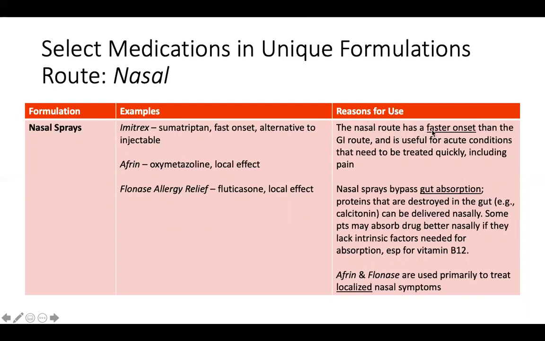Reasons for use though, so it has a faster onset than the GI route, and it's useful for acute conditions that need to be treated quickly, including pain. And they do bypass gut absorption, so proteins that are destroyed in the gut, like calcitonin, can be delivered nasally. And some patients may absorb drug better nasally if they lack intrinsic factors needed for absorption, especially for vitamin B12. And of course, some of these are used to treat localized nasal symptoms.